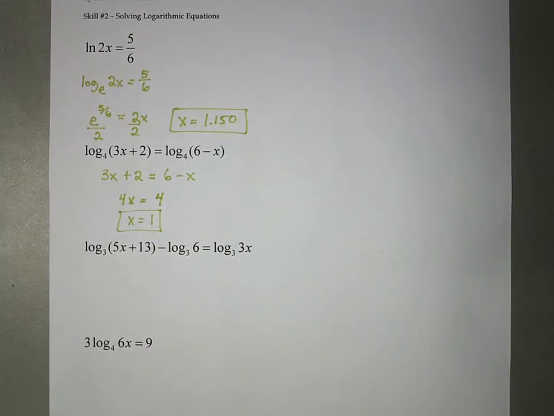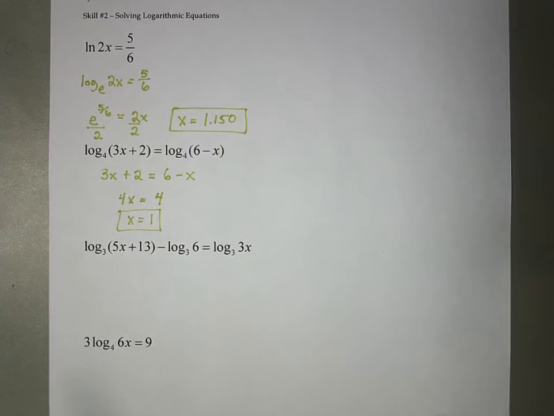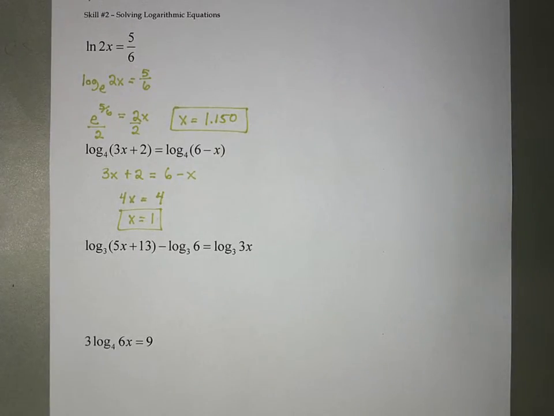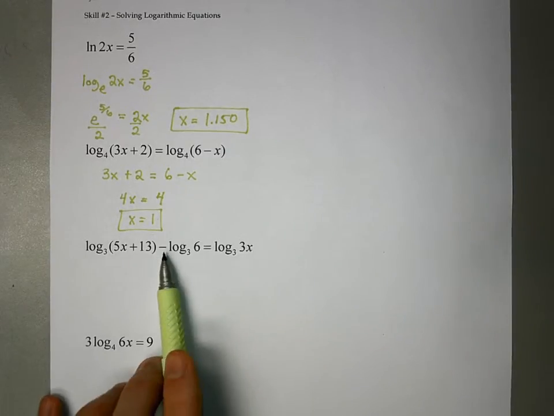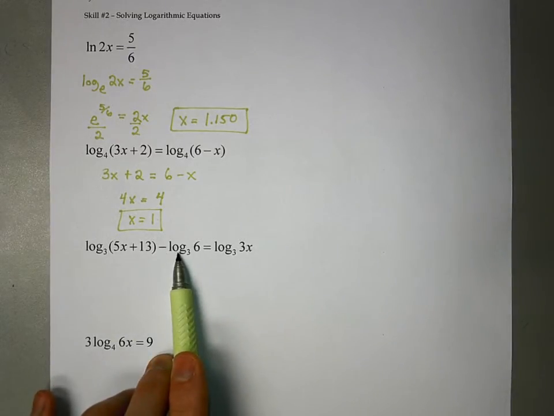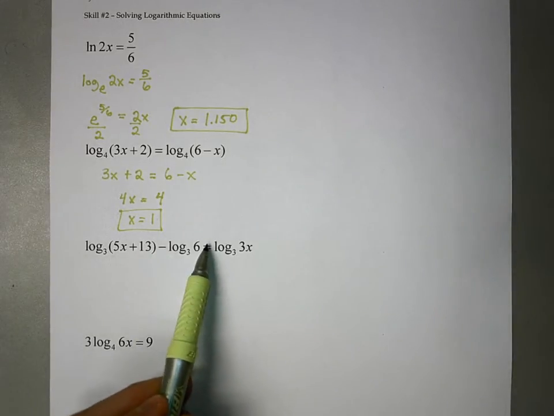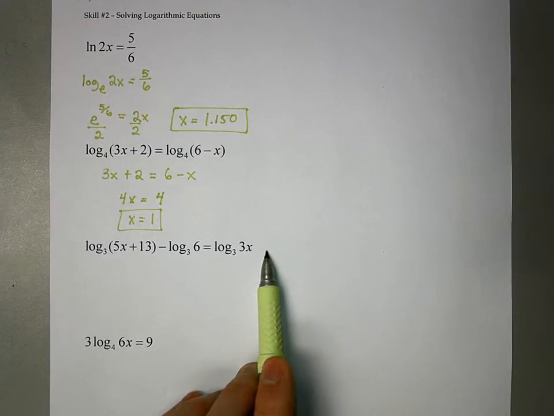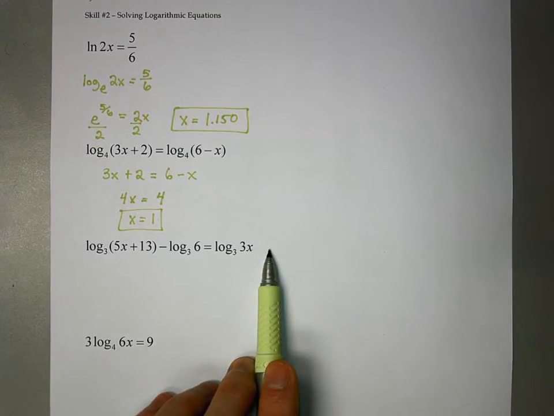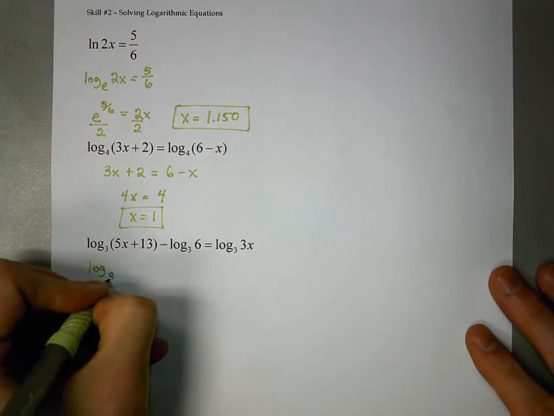The third example that we have here, we can't just jump and use the one-to-one property because I've got 2 pieces on one side and 1 piece on the other side. So I've got to somehow combine these, and there's multiple ways we can do this. Right now I've got a subtraction sign here, so on the left-hand side, I could do a quotient rule. Or if I wanted to, I could take this log base 3 of 6 and put it on the right-hand side. This negative becomes a plus, and then I've got a product rule. And that's the way I'm going to take this.